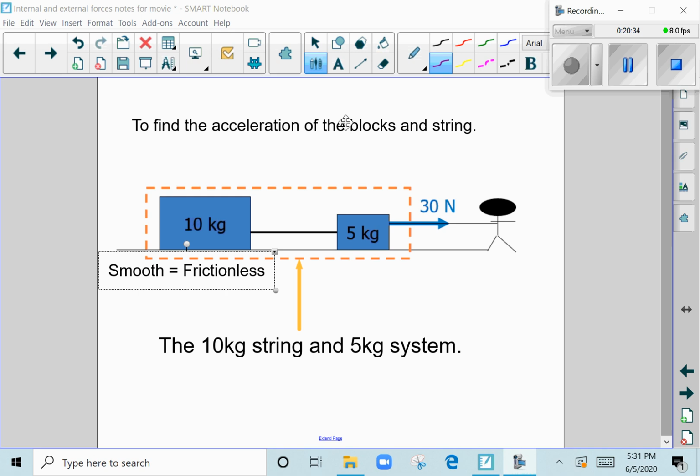Please notice I'm naming my system as the 10 kilogram block, string, and 5 kilogram block system. If you are not my 10 kilogram block, my string, or my 5 kilogram block, you are not part of my system. So if you are creating a force that's going to affect the blocks or the string, and you are not the 10 kilogram block or the 5 kilogram block or the string, then your force is automatically an external force on my system, which means it has the ability to possibly affect the motion of this system.